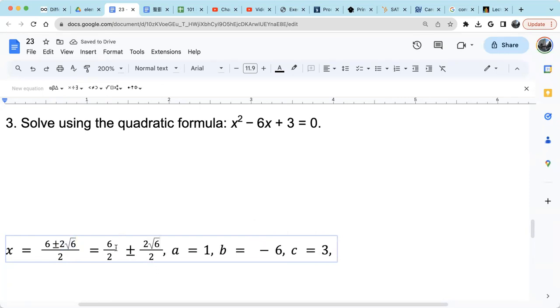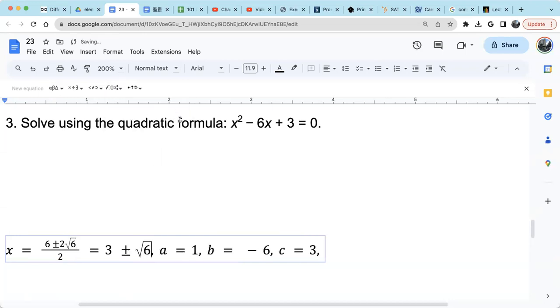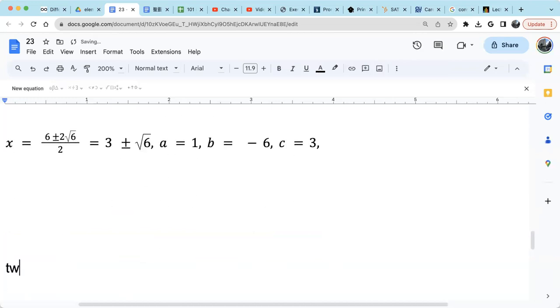Okay. I see this can be simplified. 6 divided by 2, that's a 3. 2 radical 6 divided by 2, this is just radical 6. And that's it. That's the solution for this one. 2 irrational solutions.